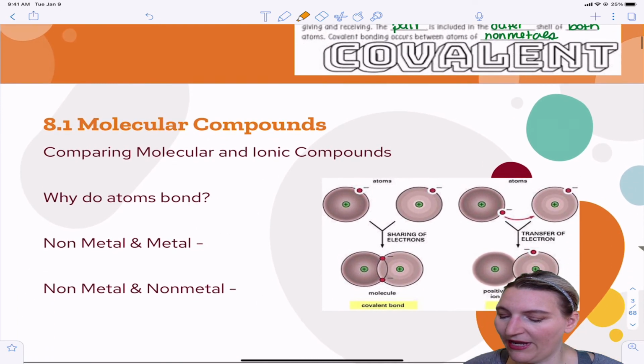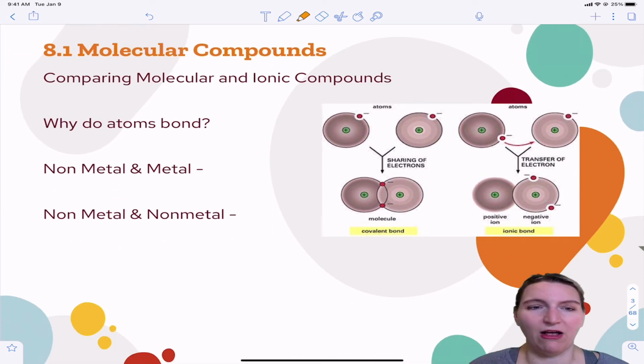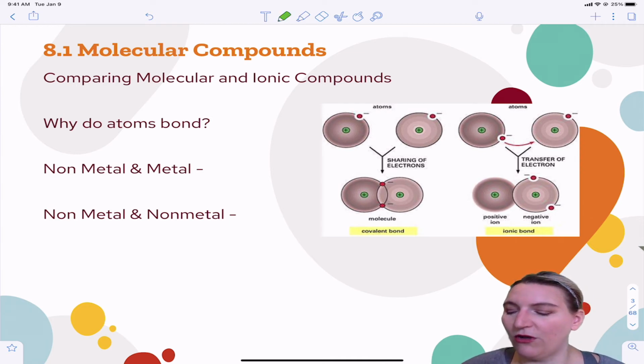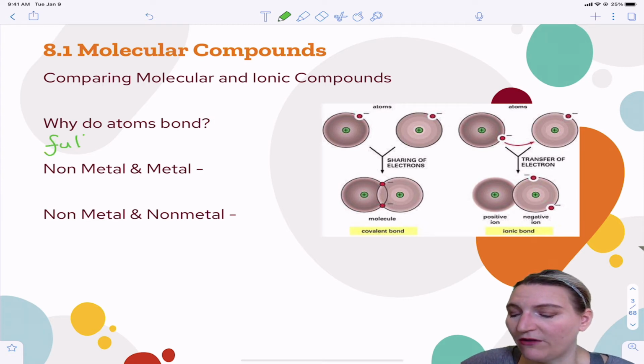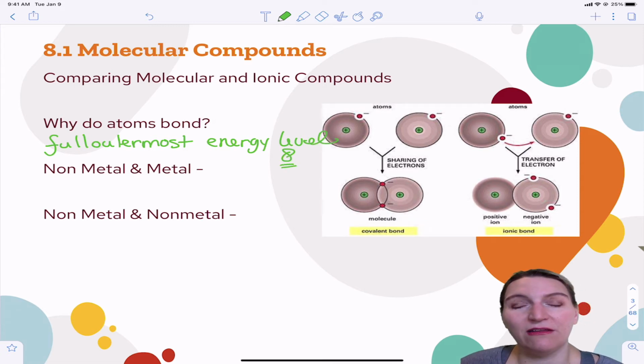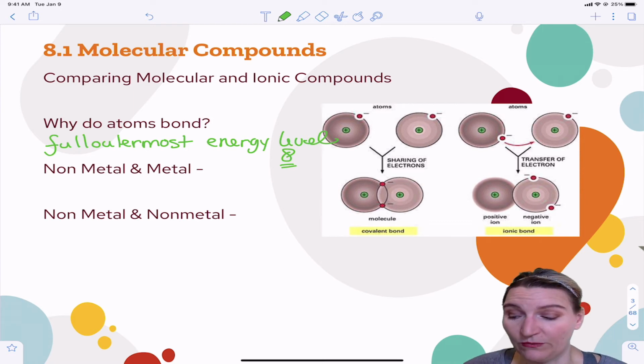So again, comparing molecular and ionic. Just as a reminder, why do atoms bond? We know atoms bond to get that full outermost energy level. Usually that's 8 valence electrons, but if it's a smaller element, it may be fine with just 2.